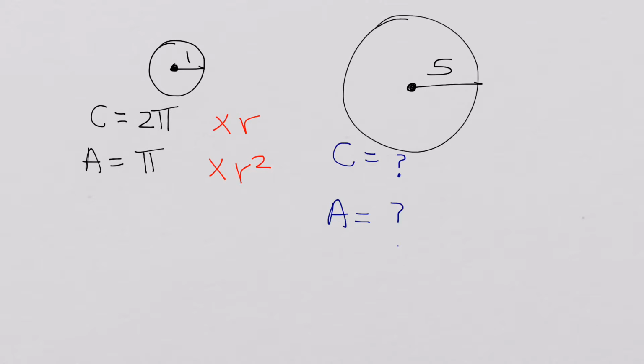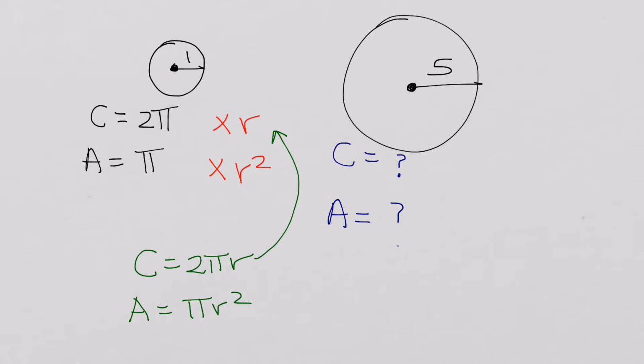What I can learn is this. The circumference of any circle is going to be 2 pi r. The area of any circle is going to be pi r squared. As you can see, the circumference equation, the perimeter equation for a circle, comes from this.